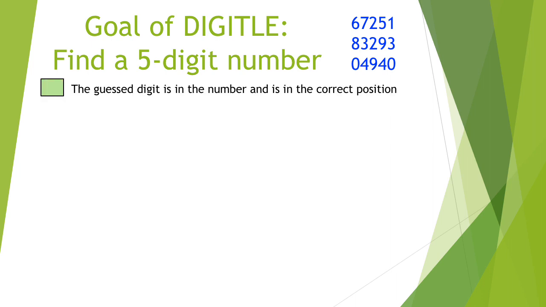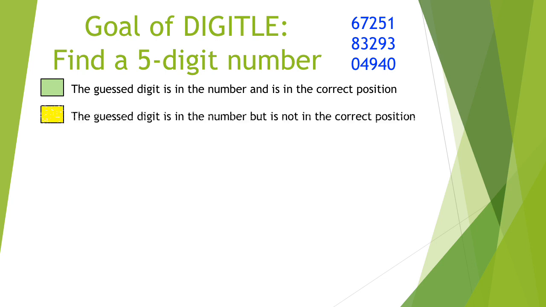Once you type your number in, you will get feedback for each digit in the form of a color. If the background is green, then you know that the guessed digit is in the number and is in the correct position. If the background is yellow, then you know that the guessed digit is in the number but not in the correct position. And if the background is gray, then you know that the guessed digit is not in the number.